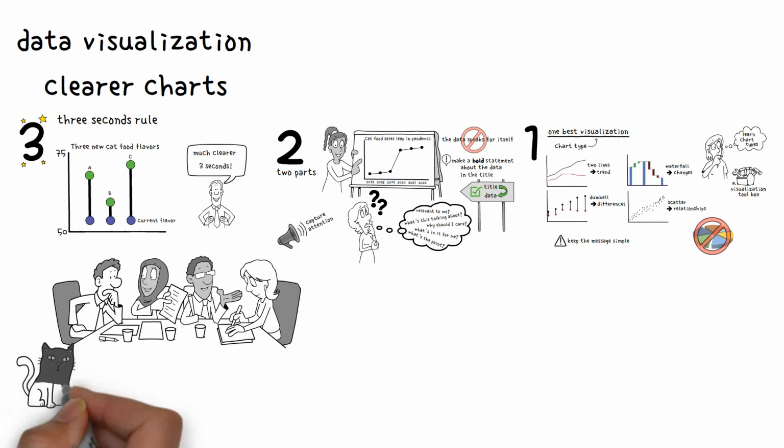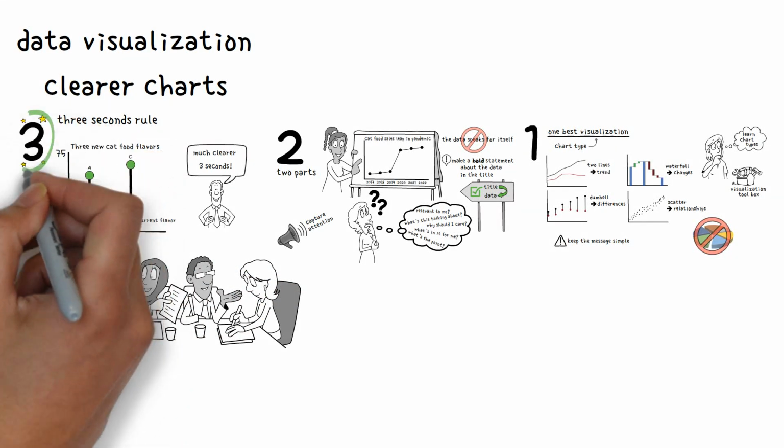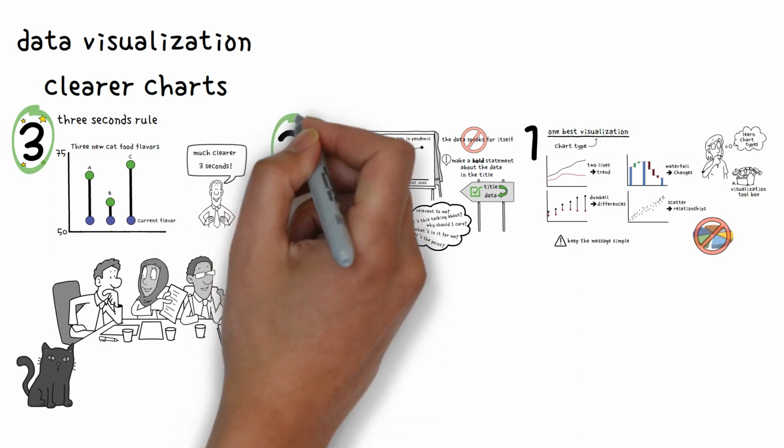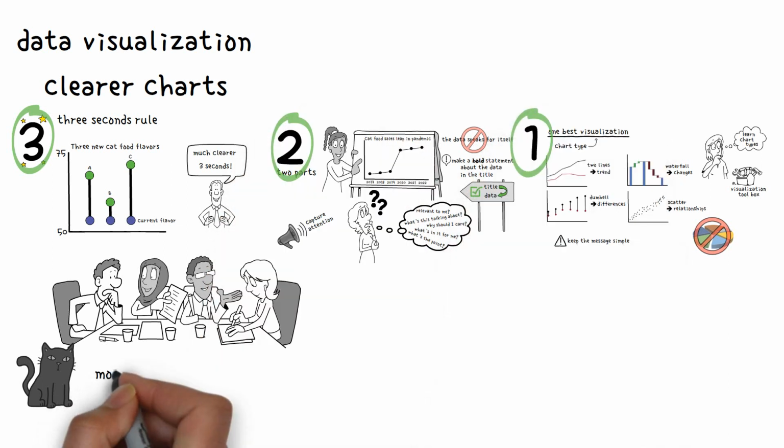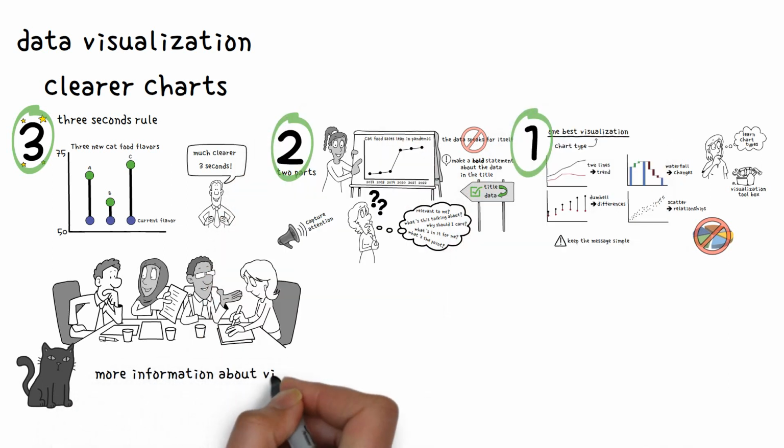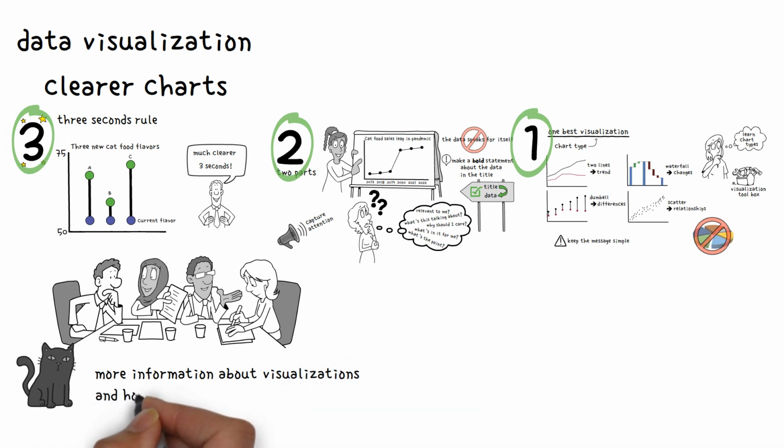Whether a colleague, a client, or a cat, use the 3-2-1 principle to make crystal clear graphs that your audience will love.